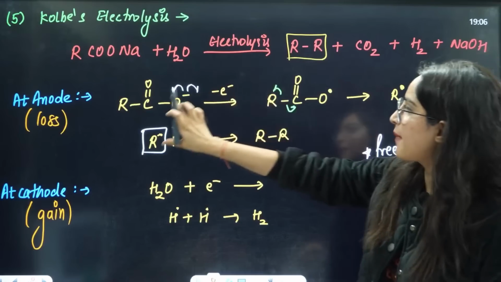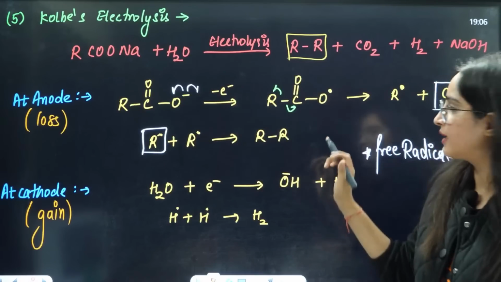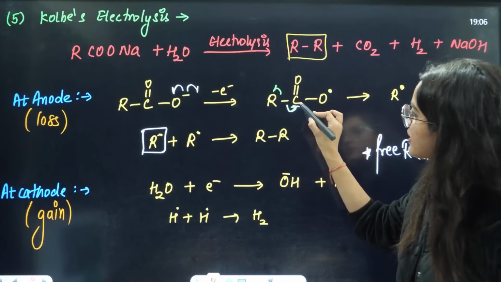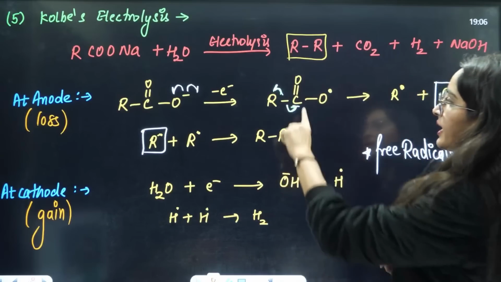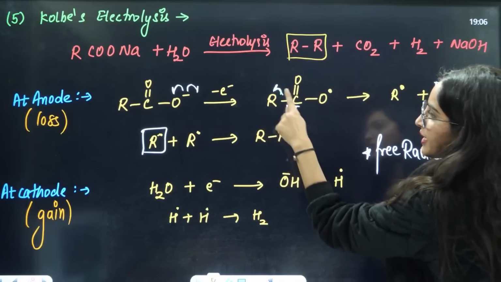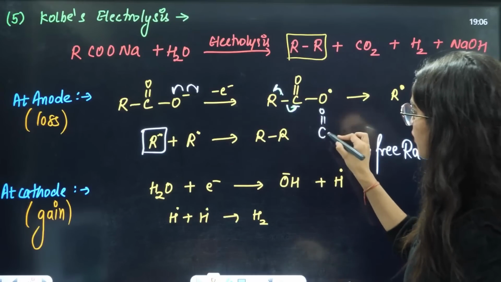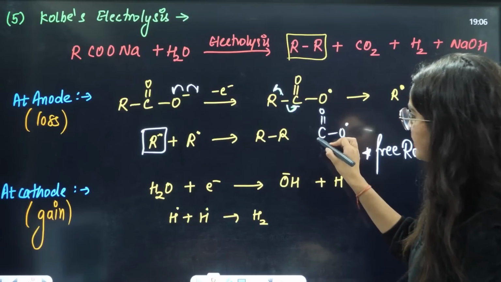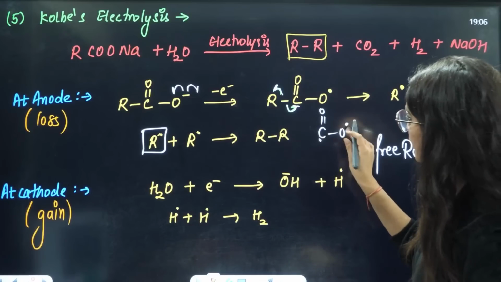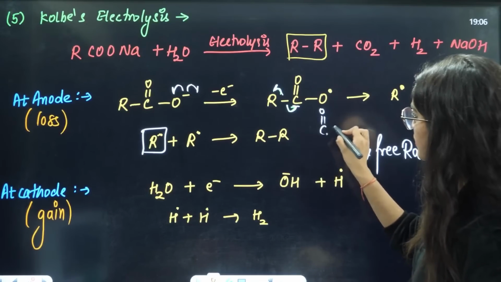Because once you have this free radical, again homolytic cleavage will occur here, and you will have the formation of R free radical. When this goes to this side, you will have the formation of C double bond O free radical, and this free radical. Now, these two free radicals will combine together. It will be a situation like this.